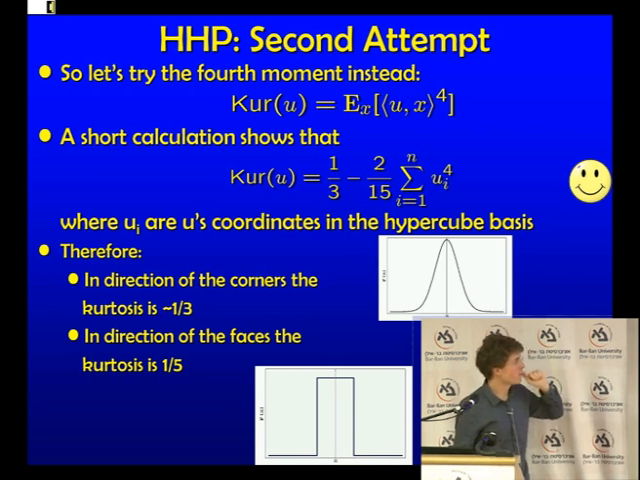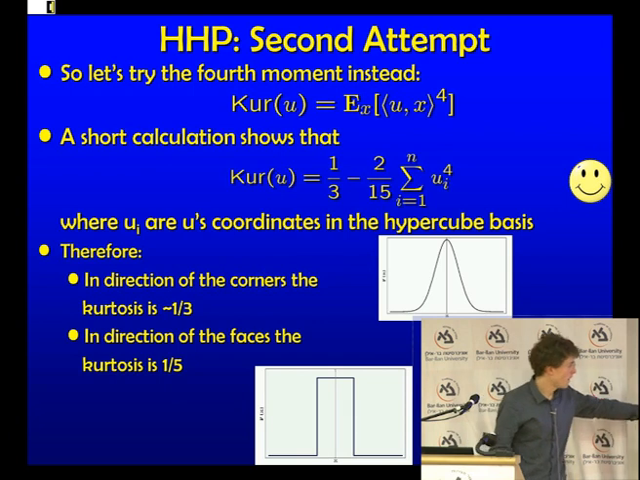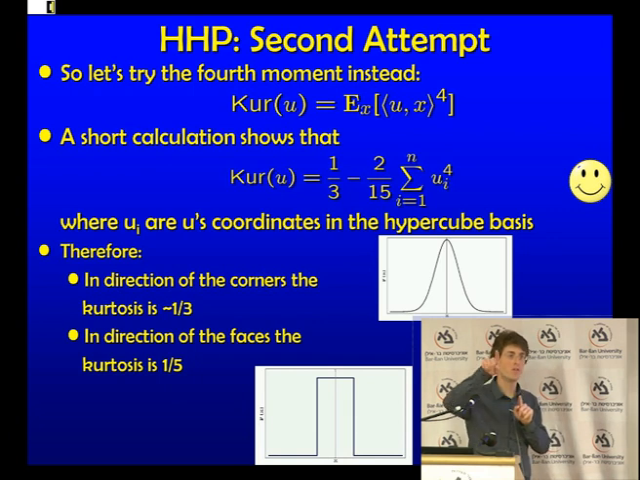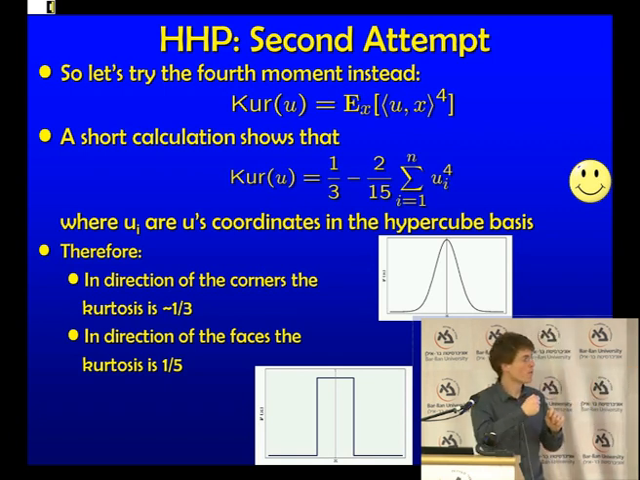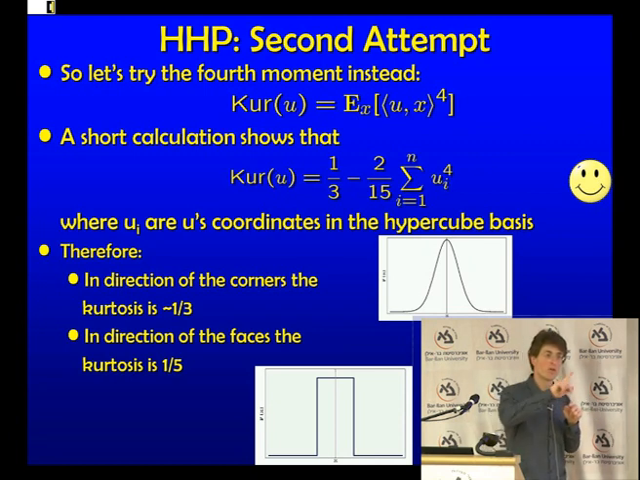The exact formula is over there: it's 1/3 minus 2 over 15 times the sum of the coordinates to the power of 4. So what does that mean? Let's start with the first case. If the vector u is in the direction of one of the corners of the cube, so u is 1 over square root n everywhere, then the sum of the ui to the power of 4 is: each ui to the power of 4 is 1 over n squared, because the coordinates are 1 over square root n, and we're summing n of them. So it's just 1 over n. It's a very small quantity. So it's essentially 1/3. If you go in the direction of the corners, you get 1/3.